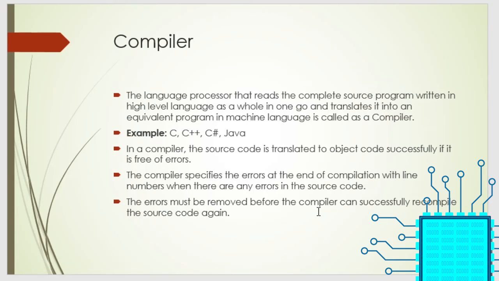In a compiler, the source code is translated to object code successfully if it is free of errors. The compiler specifies the errors at the end of compilation with line numbers when there are any errors in the source code. The errors must be removed before the compiler can successfully recompile the source code.